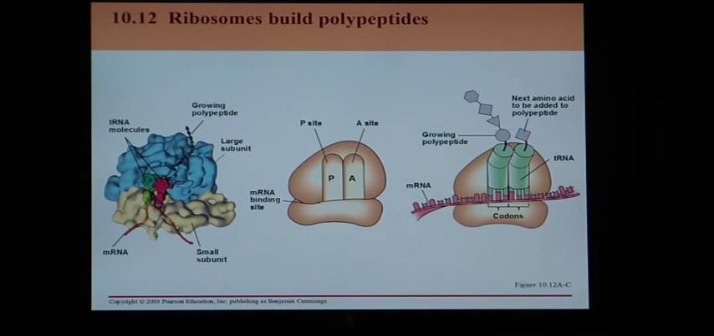So in order to get instructions for anything, we have to go straight to the source, which is the nucleus. So we need to go into the nucleus of the cell, and we need to copy down the instructions for how to make a protein. Okay, copy down the instructions for how to make a protein. So that's going to be step one, transcription. We're going to go into the nucleus and copy down the instructions for how to make the protein.